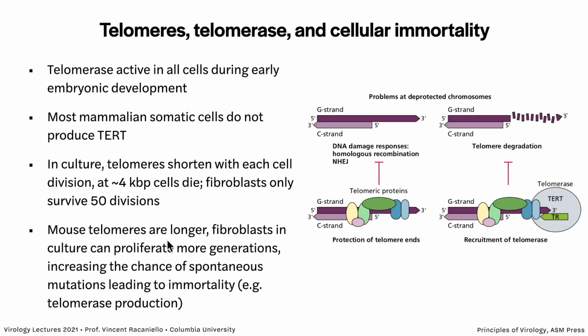Now, mouse telomeres are a bit longer, and so they can proliferate more generations. That increases the chance of sustaining spontaneous mutations that lead to immortality. And one of those would be a mutation that turns back on telomerase production, the enzyme. That makes perfect sense. There are other ways that mutations could make the cells immortal. And today we're going to see how virus infection can do that.